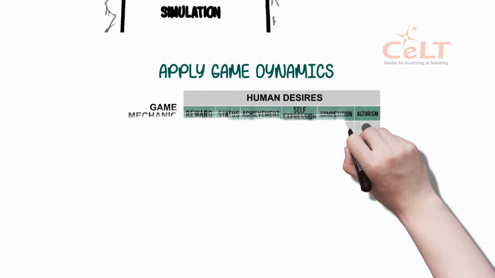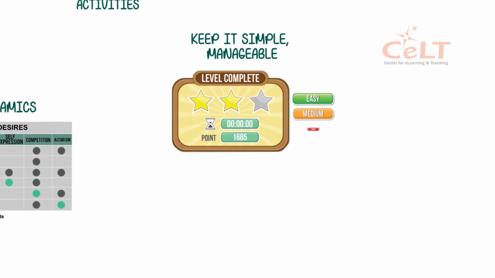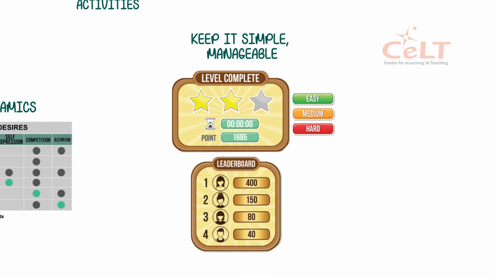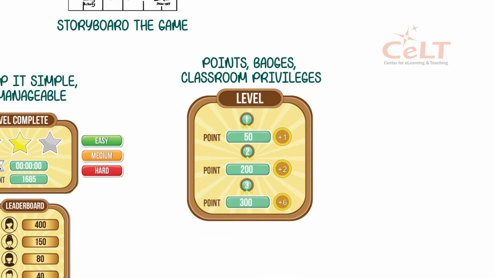Next is to apply game dynamics. Keep it simple at first. Choose a few management mechanics, tools, techniques, and badges that you can implement regularly. Then, add more as you get to know your students and the story or mystery unfolds. Students use their points to level up and earn special abilities, badges, and classroom privileges.